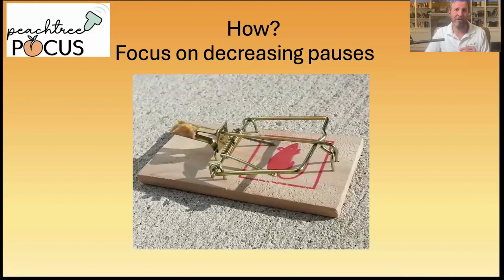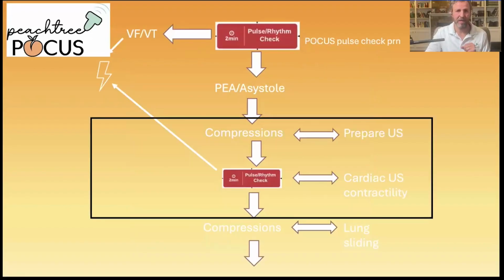Now let's talk about avoiding pitfalls, specifically how to decrease pauses when using ultrasound during a code. So the slide has a mousetrap on it because that's a trap we all need to avoid, letting ultrasound prolong the pause. If your scan delays compressions, I've said it a bunch of times and I'll keep saying it again, you've made the resuscitation worse and not better, and that would be an argument against ultrasound. So how do we prevent that? Let's get back to the algorithm and see a few strategies I use.